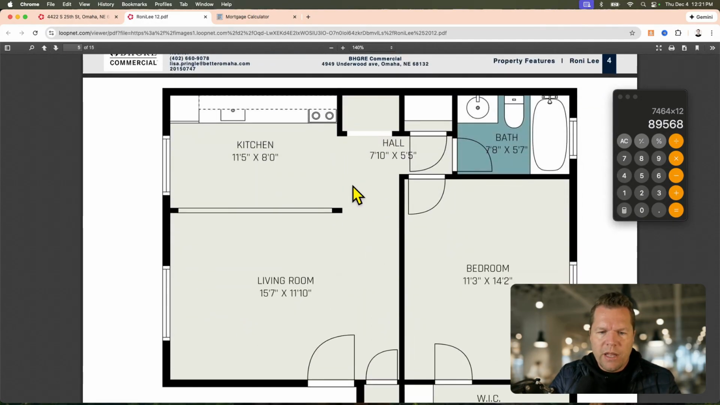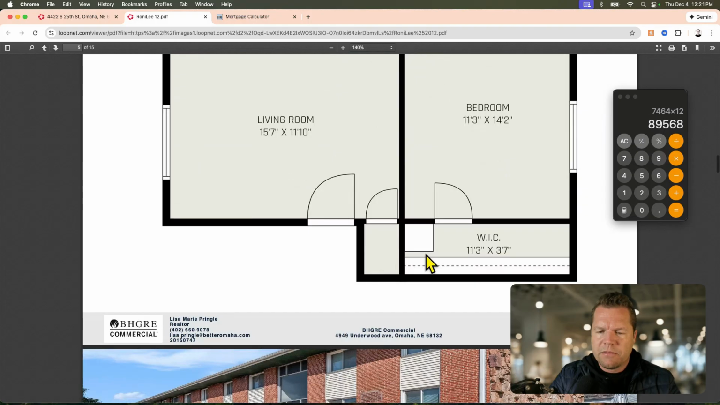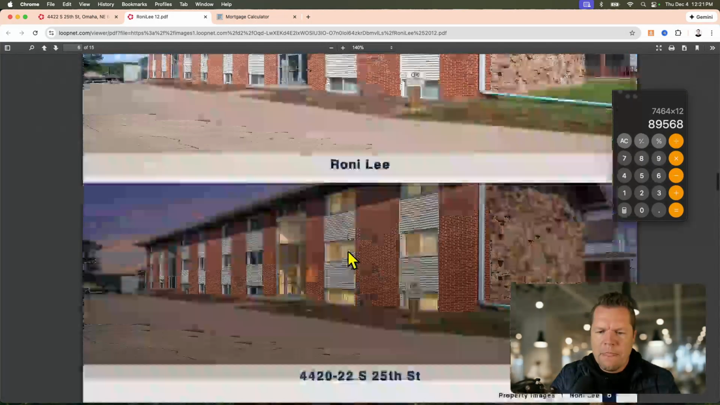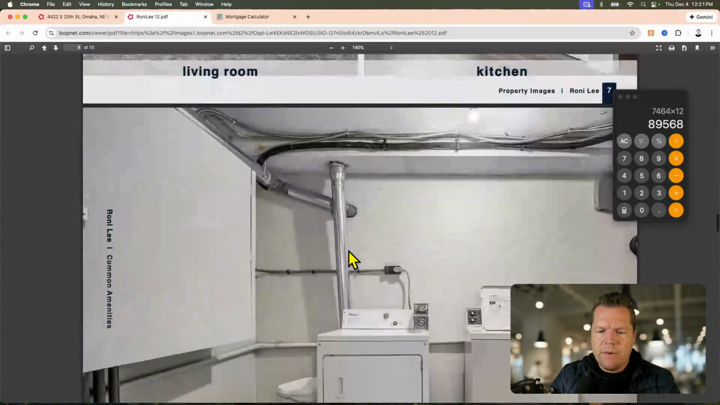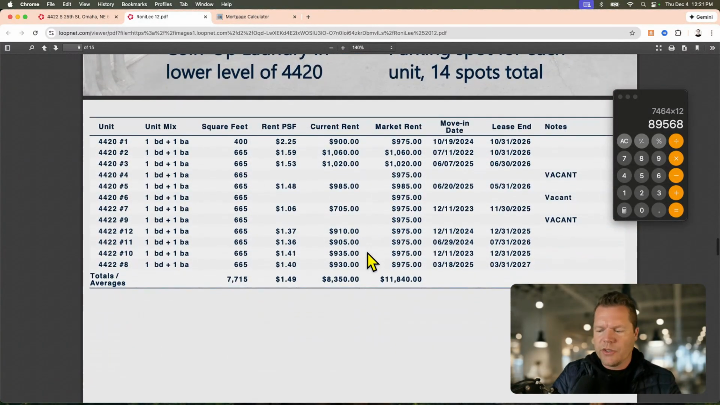All right, floor plan, pretty decent, decent sized rooms. They're nice, pretty nice. Walk-in closet in the bedroom, that's nice. Okay, we already looked at the pictures here. Okay, here we go. Now we're getting into some of the useful stuff.